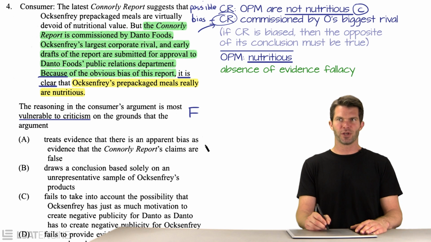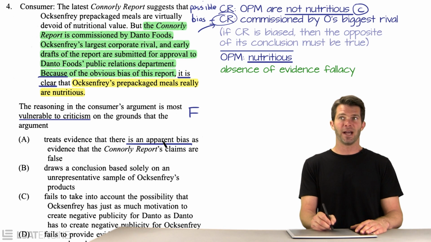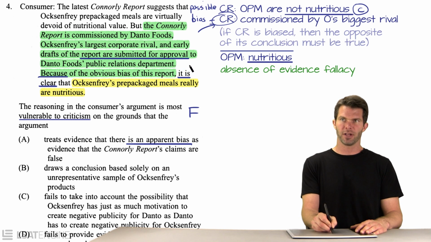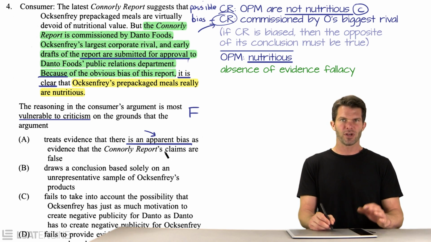Answer choice A sounds pretty good here. We're treating evidence that there is an apparent bias, and the evidence for the bias, by the way, is this whole idea that Danto gets to approve the Connerly report before it comes out, and Danto is the biggest rival to Oxenfree. So there's the potential for bias, right? But we're treating that as evidence that these claims are false.